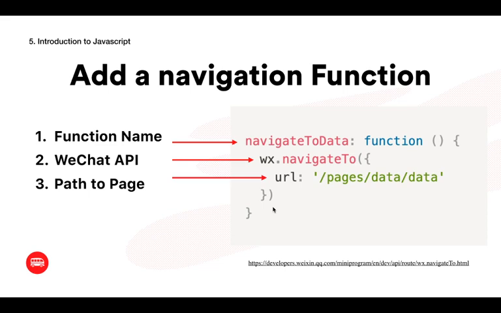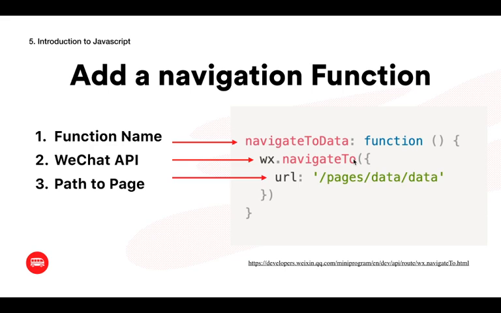So if you're a new developer, or if you're looking at this and wondering what am I looking at? This is WeChat's rendition of a JavaScript function. So this wx.navigateTo is actually a pre-built function that WeChat gives developers in order to navigate through the WeChat mini program. We were talking about this before, how WeChat's really easy to build because it provides developers with these pre-built functionalities. So this is just one of those functions.